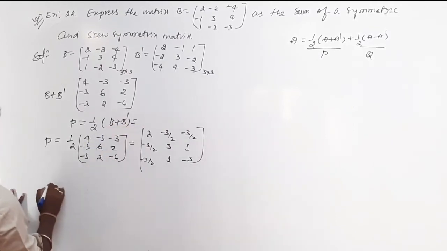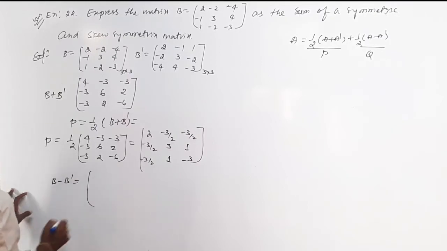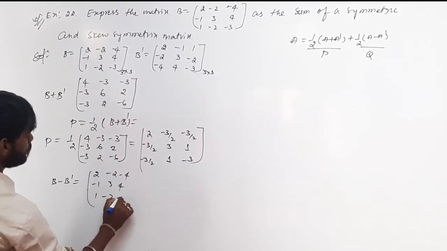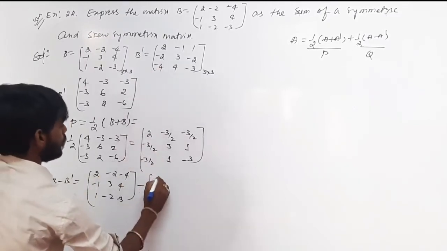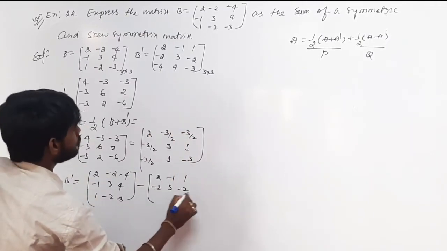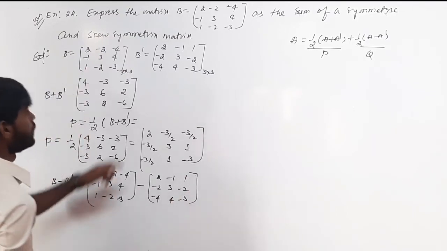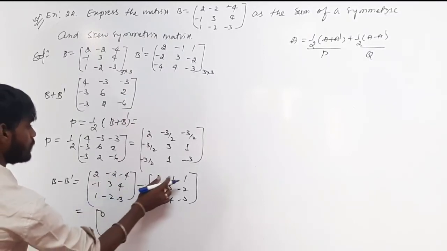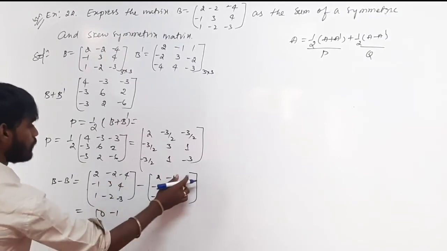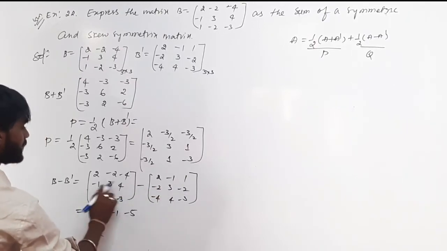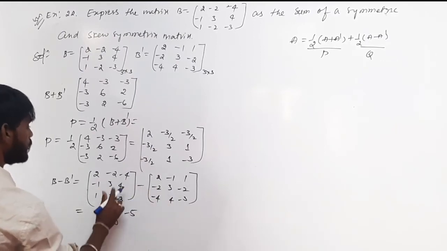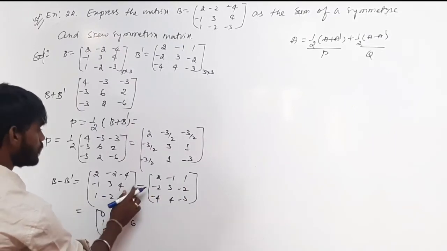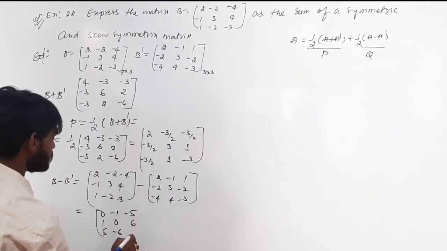Now next we take B minus B dash. B minus B dash is equal to, so you already know the B matrix, [2, -2, -4; -1, 3, 4; 1, -2, -3], minus B dash, [2, -1, 1; -2, 3, -2; -4, 4, -3]. Now this is equal to 2 minus 2 is 0, minus 2 minus of minus is plus, that is minus 1, minus 4 minus 1 is minus 5, minus 1 minus of minus is plus, minus 1 plus 2 is 1, 3 minus 3 is 0, 4 minus of minus is plus, 4 plus 2 is 6, 1 minus of minus is plus, 1 plus 4 is 5, minus 2 minus 4 is minus 6, minus 3 minus of minus is plus 3, that will be 0.